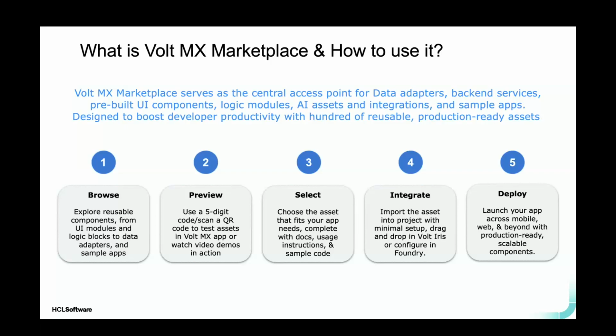Now, coming to how to use the marketplace, it's quite straightforward. You start by browsing the available assets across the different categories that I mentioned. There are also filters available to help you narrow results by asset type, platform, or supported channels. Each asset page includes a preview option using a 5-digit preview code that can be entered in the v10 app that we have, or you can simply scan the QR code to instantly try out the asset. All the assets also include video demos and clear documentation, which makes it quite easy to evaluate them before integration.